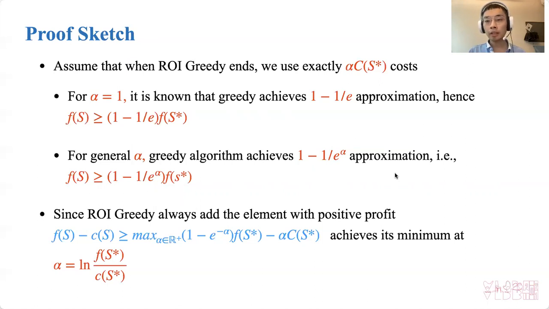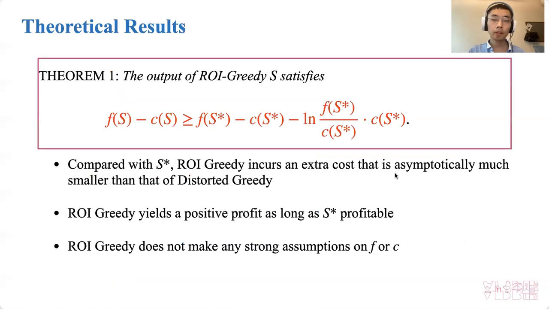For ROI greedy, since it always adds an element with positive profit, we have the profit F(S) minus C(S) satisfies the blue equation. And this equation achieves its minimum at alpha equals ln F(S star) over C(S star). So now, by using a little algebra, we get Theorem 1.